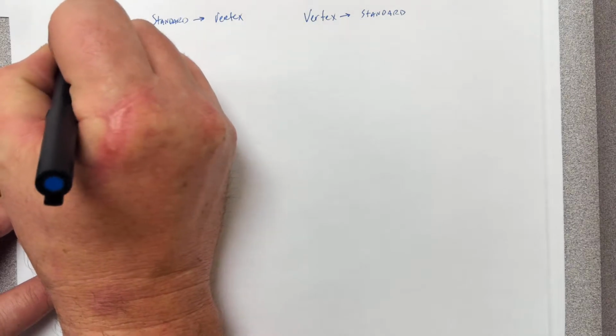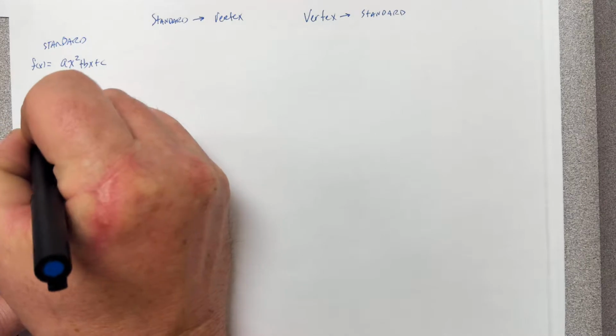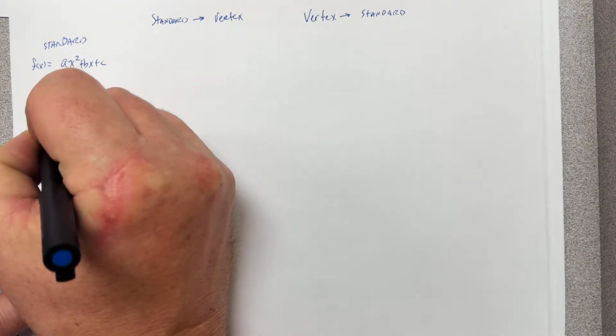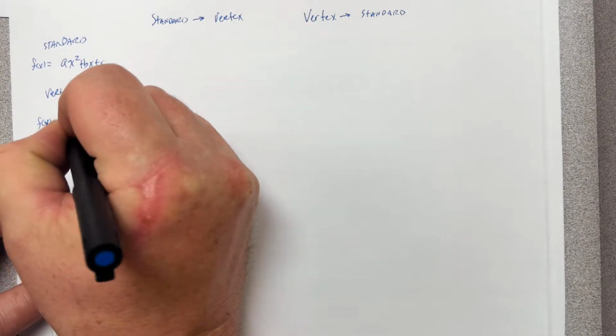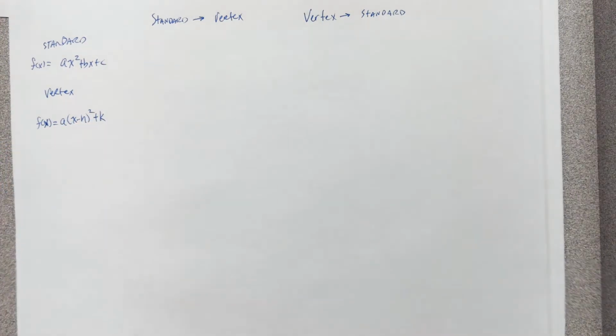And vertex form is a and then parentheses x minus h squared plus k. Right? That's an h.